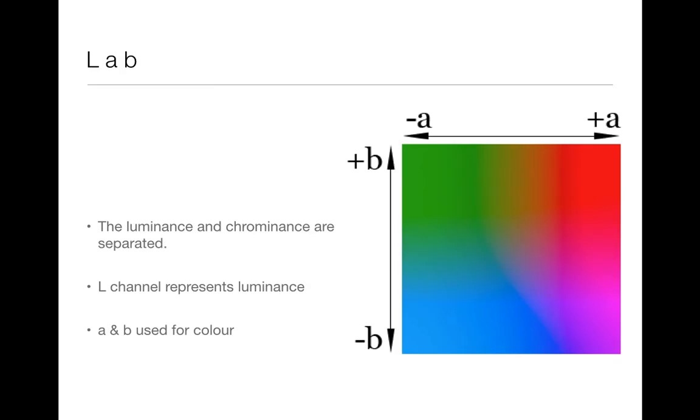So the LAB system, again, has 3 values. And you can't represent color with less than 3. You do need 3 values. And the luminance and the chrominance information are separated out from each other. Now, the luminance is how light or dark something is. And chrominance then is the color information.